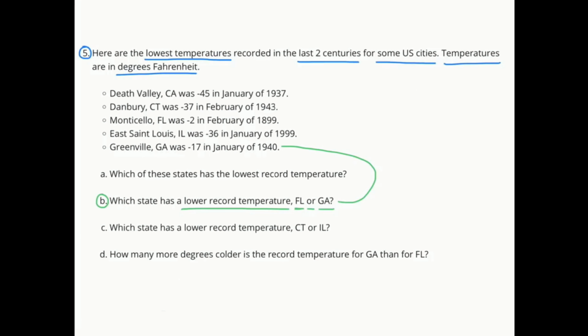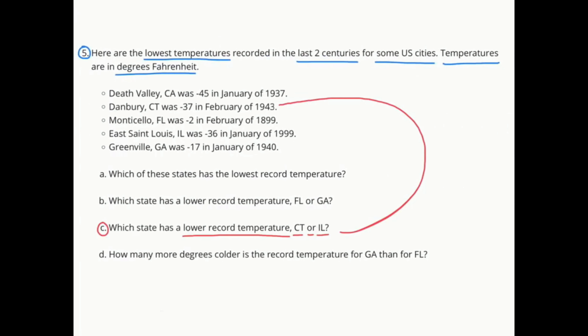B. Which state has a lower record temperature, Florida or Georgia? Georgia's lowest temperature is negative 17 degrees. Florida's lowest temperature is negative 2 degrees. Negative 17 degrees is further below zero than negative 2. Georgia would have a lower record temperature than Florida.